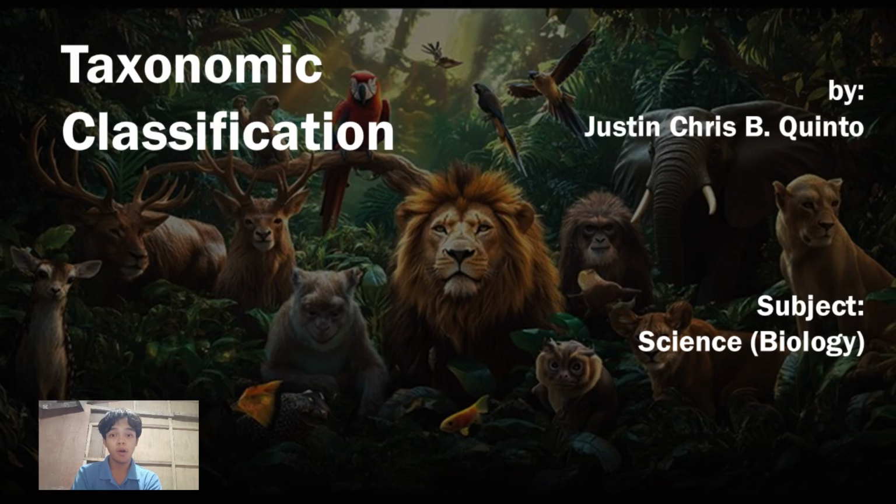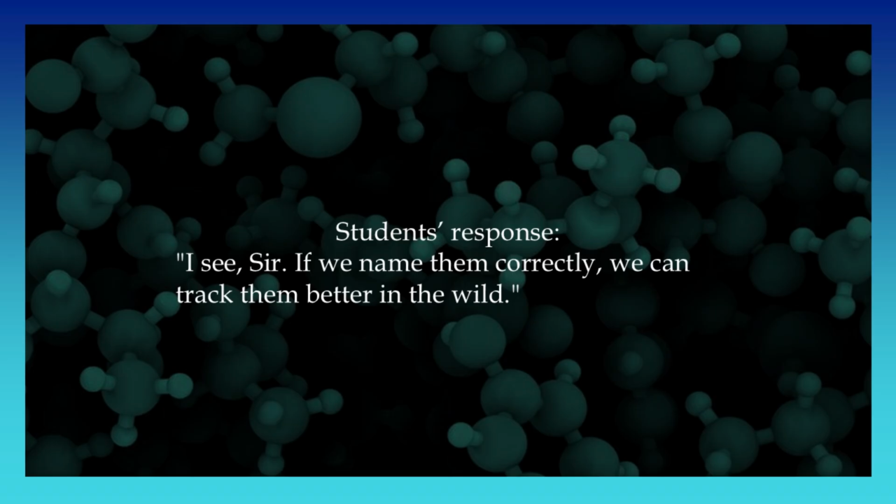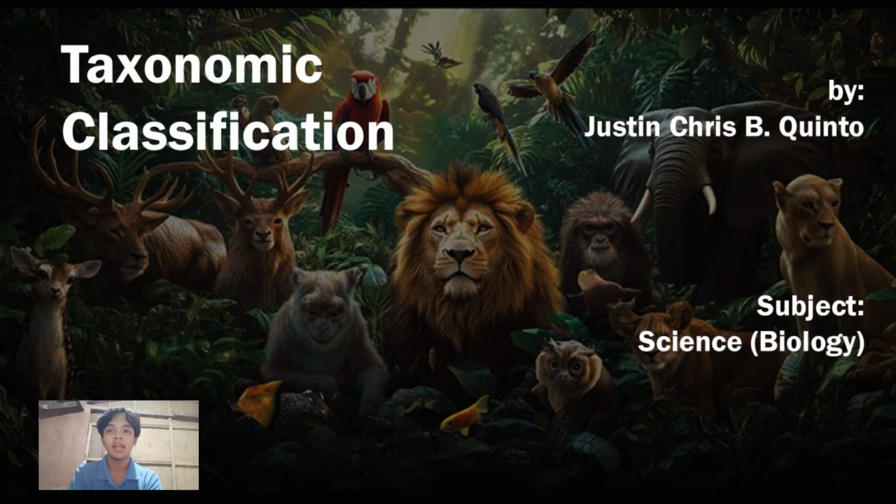Yes, and most importantly, we will evaluate why this matters for the Philippines. If you don't know the scientific name of a Philippine eagle versus a typical hawk, how can we make laws to save it from extinction? This is about our environmental survival. Precisely. Now, are you ready to uncover the 8-level secret code that scientists use to organize all life on Earth?